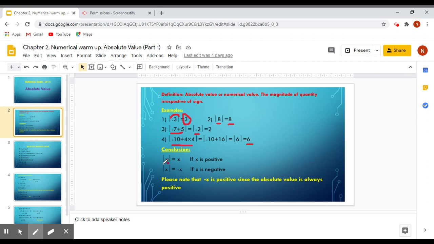Now we conclude that the absolute value of x is equal to x if x is positive, which means the absolute value of a number is equal to the number itself if it is positive, and the absolute value of x is minus x if x is negative. So this means if the number is negative, the absolute value is the opposite of the number. In this case, minus x is positive. It's not negative because x is negative, so minus x is positive.